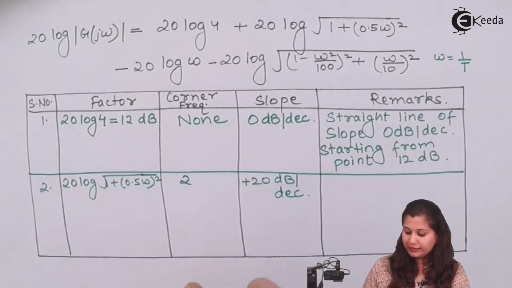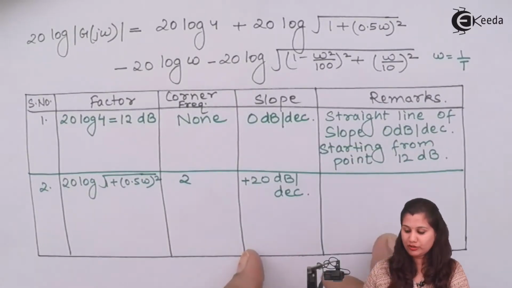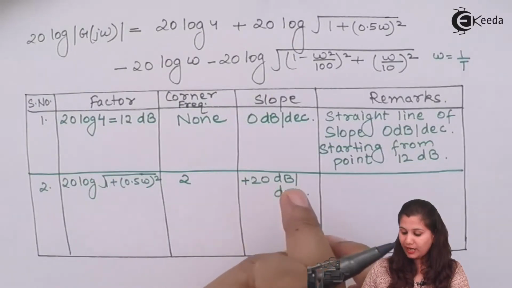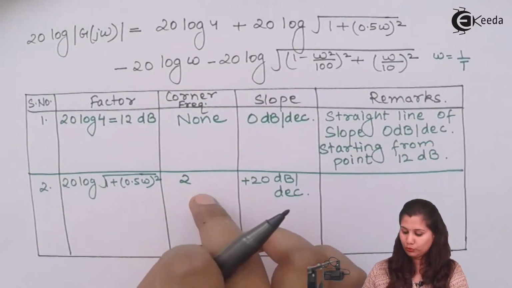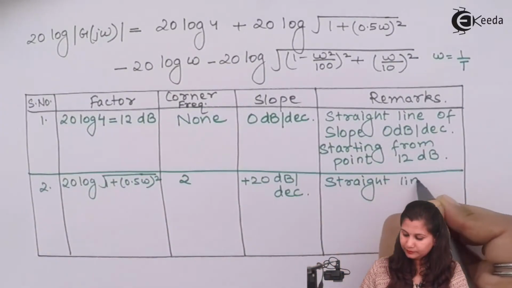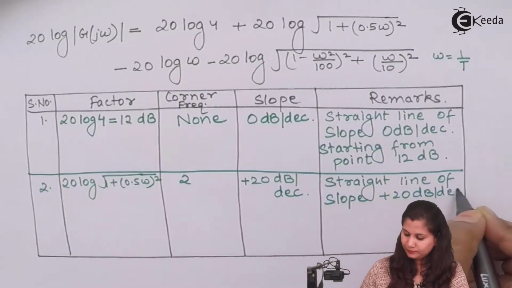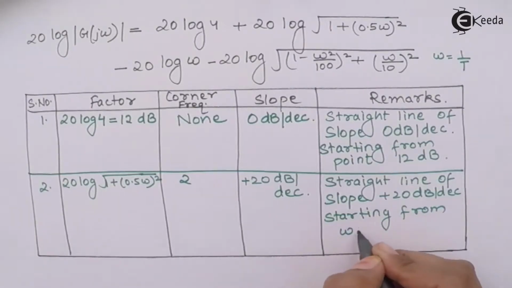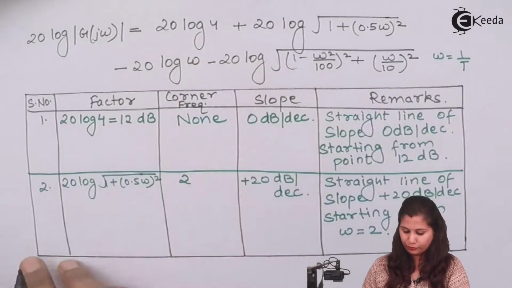So now this factor will be represented on the Bode plot by a straight line which is having slope 20 dBs per decade and it will start from the corner frequency, that is omega equals to 2. Now let's come to our third and the fourth factor.